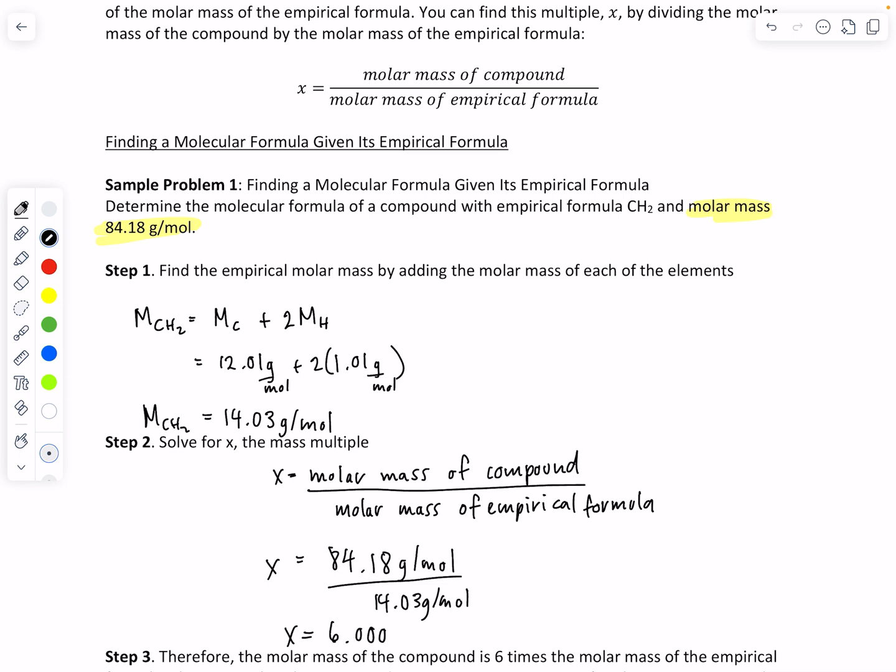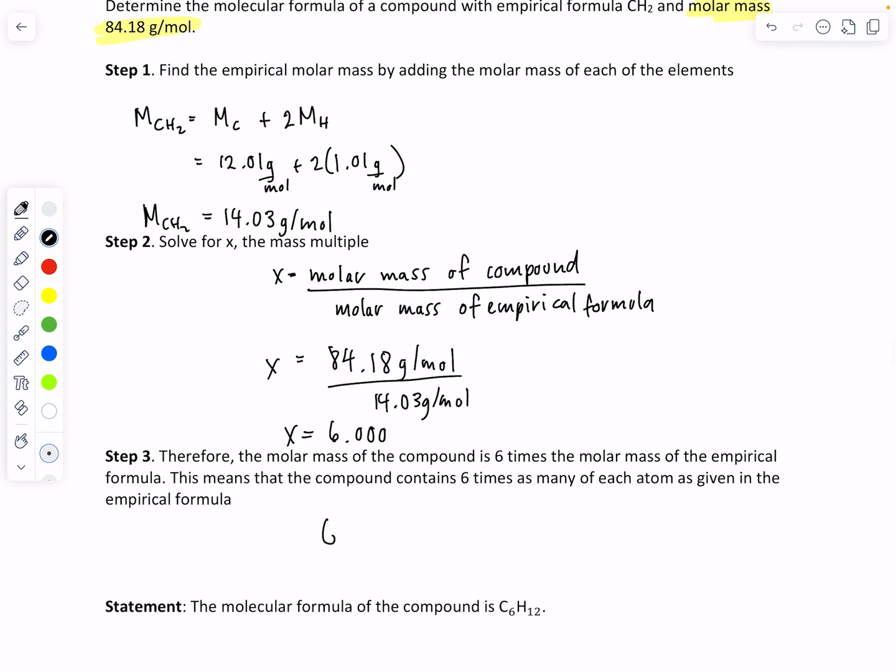So we're going to multiply everything in the empirical formula by 6. So this becomes C6H12. So again, we multiply each of the atoms by x, which is 6. And we end up with the molecular formula for the compound, C6H12.